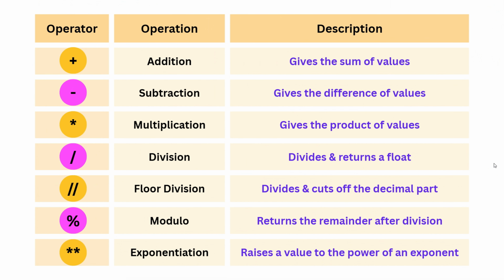Floor division divides and cuts off the decimal part. Modulo returns the remainder after division. Exponentiation raises a number to the power of an exponent.